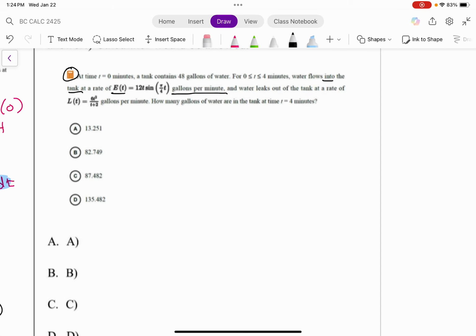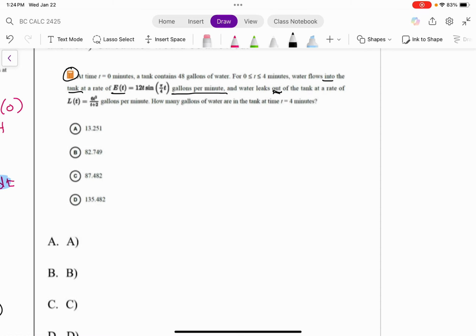Okay, so that's a rate. E for enter, we can think of it like that. And then water leaks out of the tank at a rate of L of t, so leaving, 6t squared over t plus 2 gallons per minute. How many gallons of water are in the tank at time t equals 4? So you're going to set up an integral expression and then compute it.